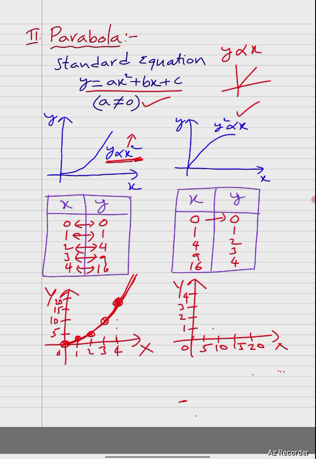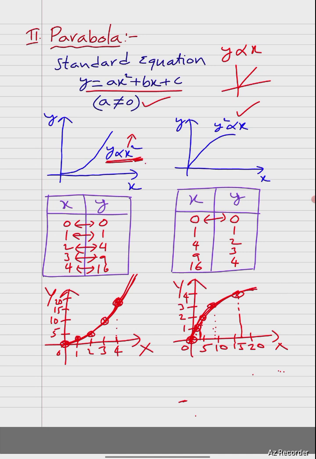So first coordinates 0, 0. Next 1, 1 means it will be somewhere here. Next 4, 2 will be somewhere here. Next 9, 3 will be here. Next 16, 4 is here. So look at the graph. It comes out to be a sideways parabola.